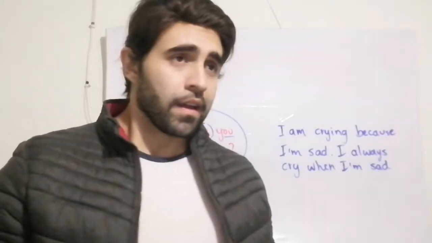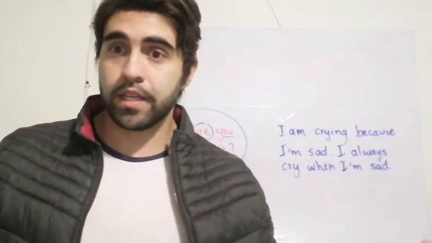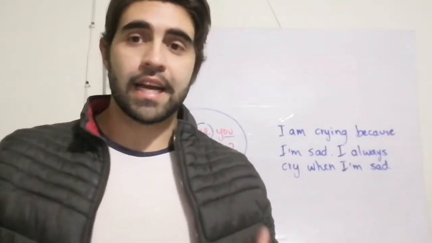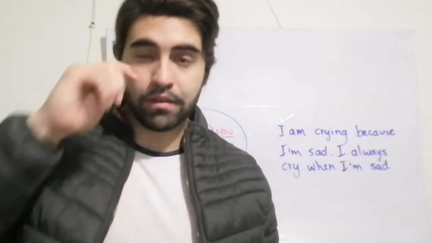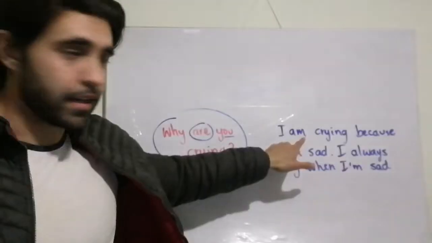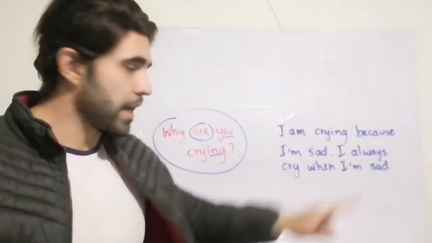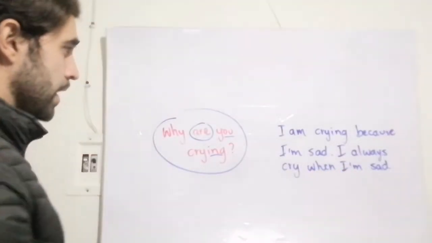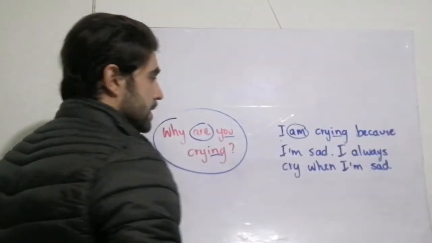Of course, there are different types of words that we can use in the present continuous and different examples. But basically, that's the idea: to express an action that is in progress in this moment. So if Billy is crying in this moment, well, it's an action that is happening right now. So, I'm crying. Now, the answer is, I'm crying because I'm sad. I always cry when I am sad. Now, pay attention to the first part of the sentence because it's, I am crying because I'm sad.